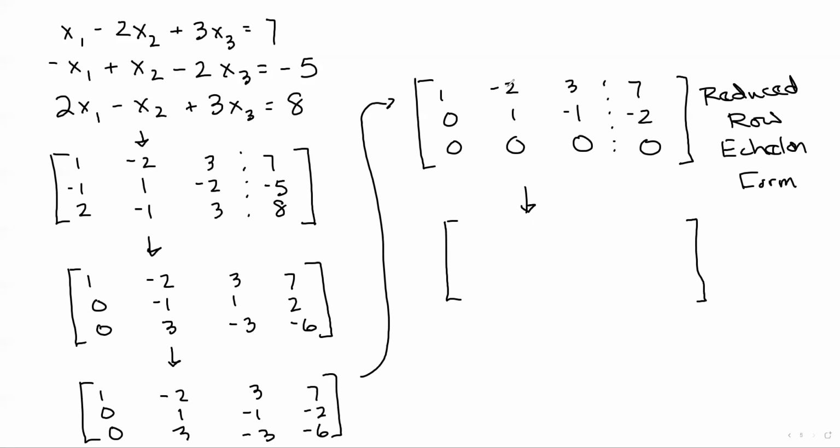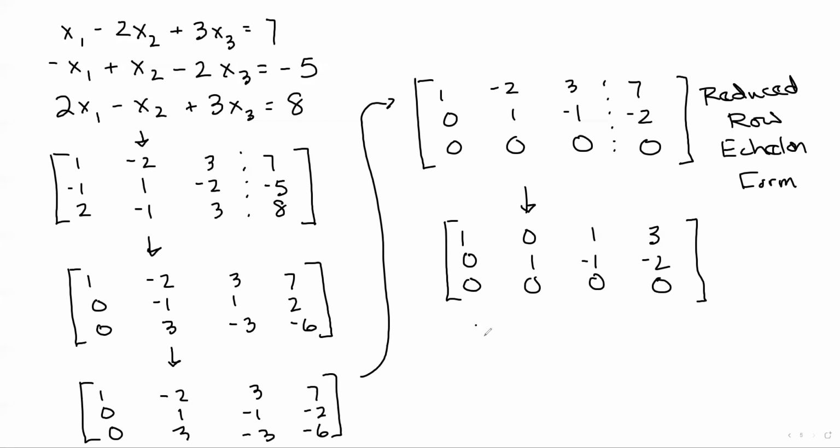To get rid of the -2 here, you're going to need a +2. So we're going to take +2 times the second row and add it to the first row. +2 times 0 added to 1, you get 1. +2 times 1 added to 2, you get 0. +2 times -1 is -2, and -2 and 3 is 1. And then +2 times -2 is -4, and -4 and 7 gives us 3. The second row stays the same. Third row, 0s.